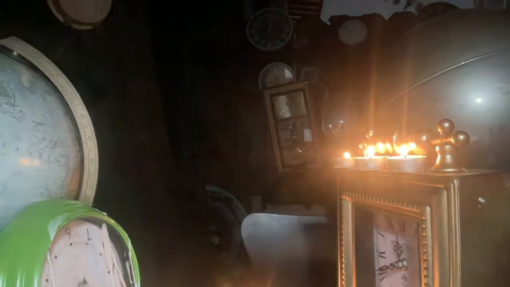Where'd the lighter go? I need to relight these things. Where did I put that lighter? Where did that go? Here it is. It's under a globe. How did it get under there? Okay.